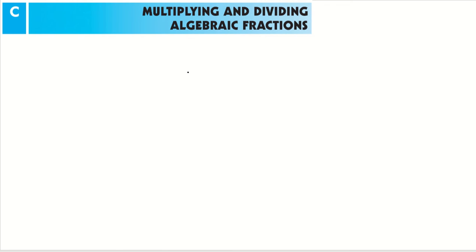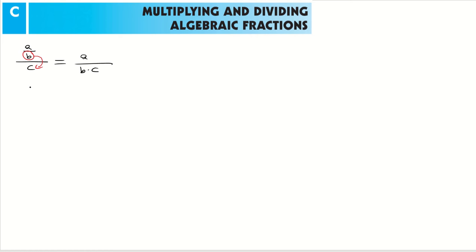Part C, multiplying and dividing algebraic fractions. So before we start, let's say you have a fraction in a fraction. Let's say you have a fraction in the numerator, so a over b over c. In that case, the denominator of the numerator, so the b here, will move to the denominator. So that becomes a over b times c.